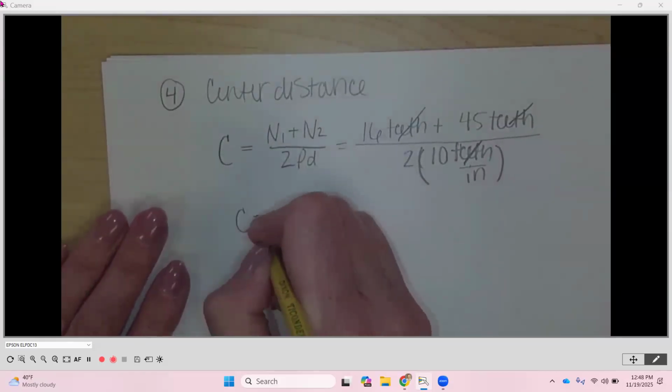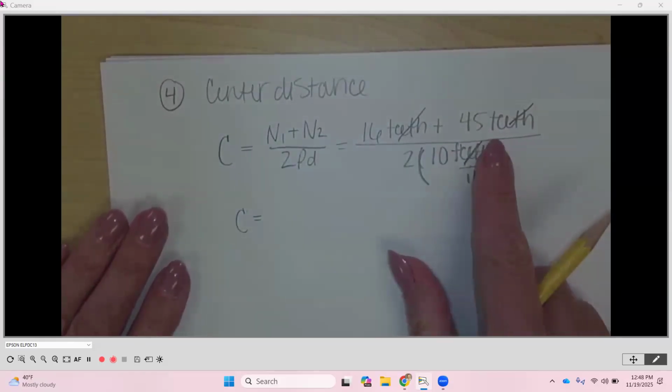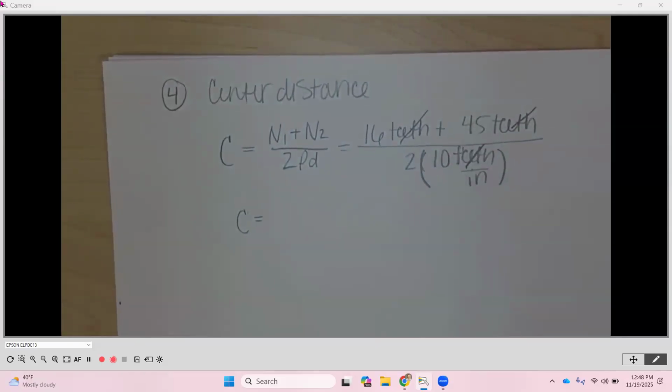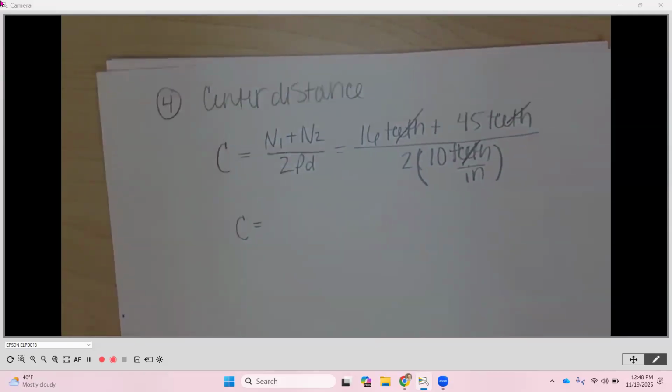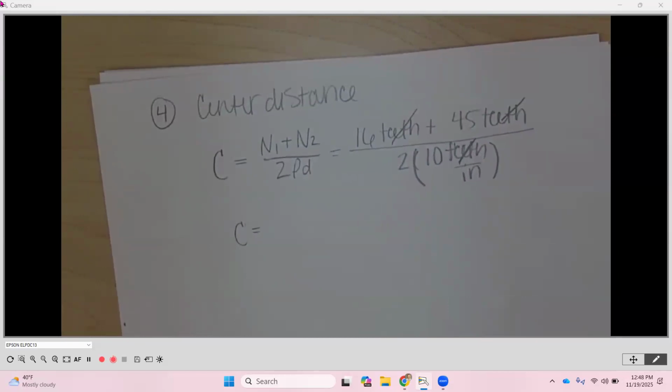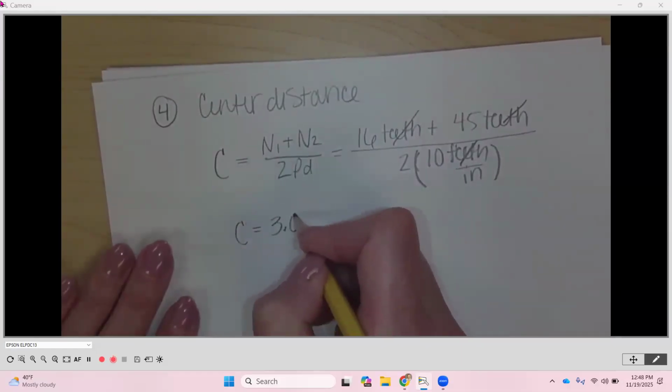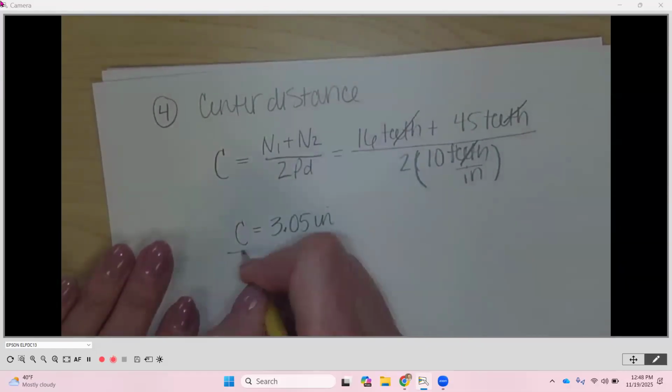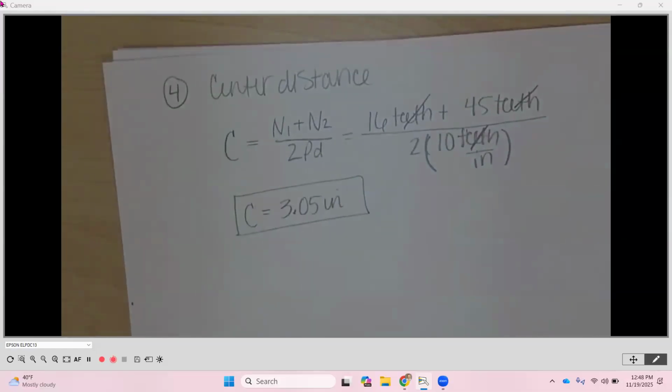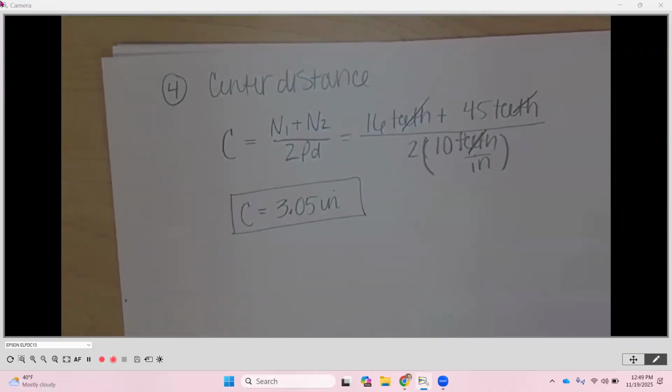So now go ahead and take 16 plus 45 divided by 20, and see what we get here. Should get a value of 3.05 inches. Do you guys get that same thing? Yes. Excellent. So that would be the end of the problem then.